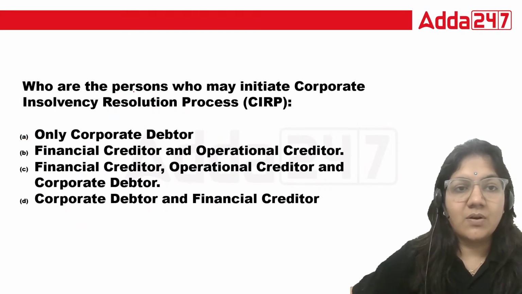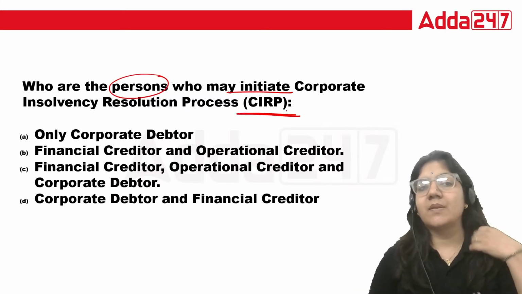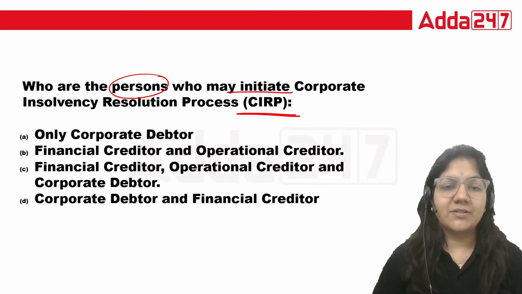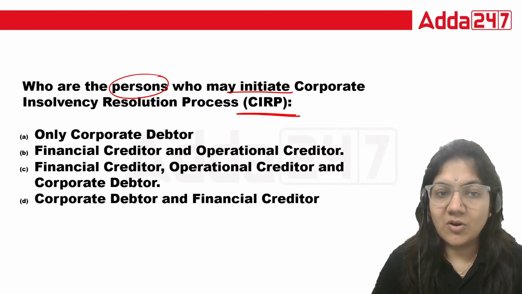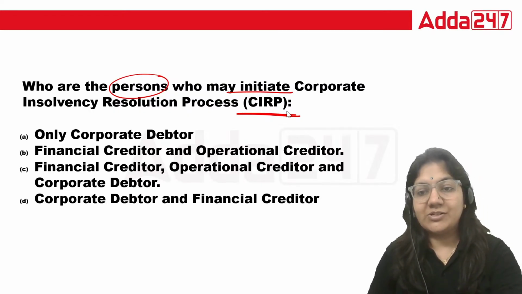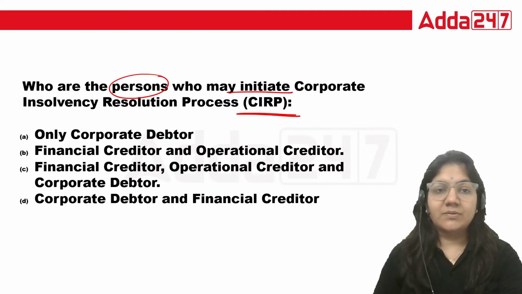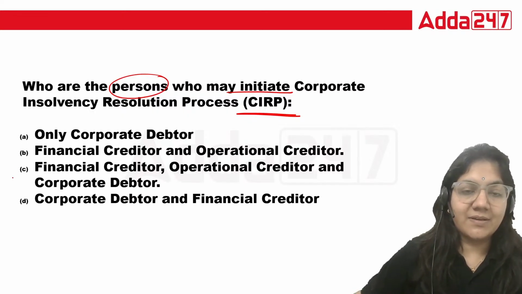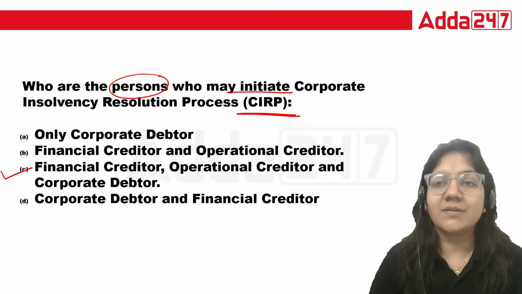NCLT. Okay, now who are the persons who may initiate CIRP? Only corporate debtor, financial creditor, operational creditor, or all of them. So this is basically done by the financial creditor, operational creditor, and corporate debtor. This is the right answer.